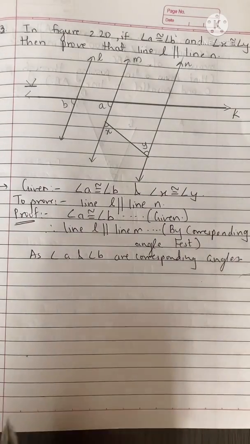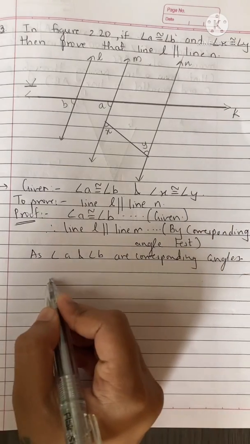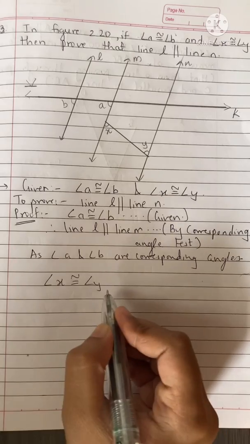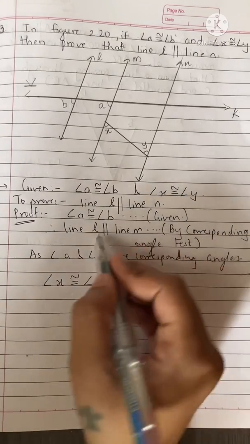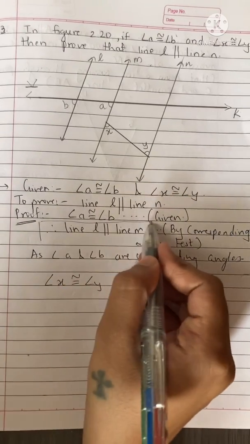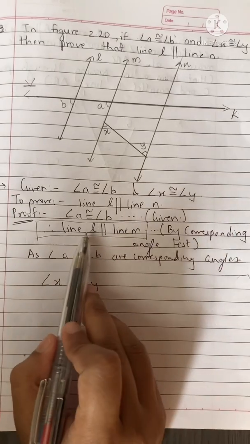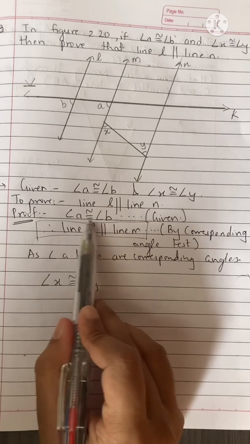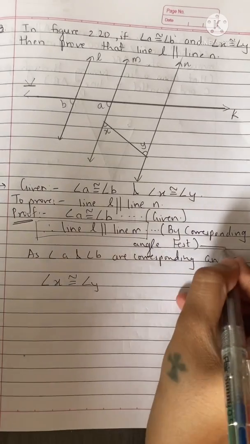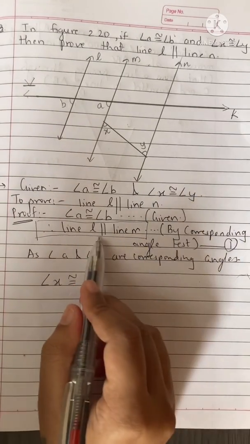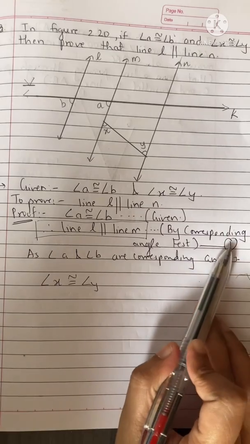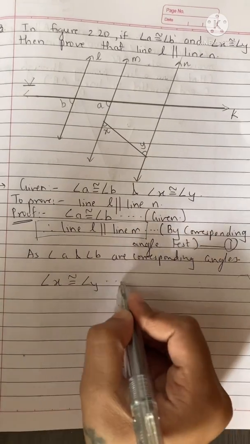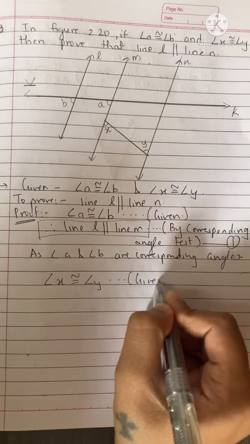Okay, now take the second data. Now what is the second data? Angle X is congruent to angle Y. Now this part is given. So as soon as we get this proved, we have already proved that line L is parallel to line M by using which data? This data which is already given. So give this equation as equation number 1, because this thing we have newly proved. Now this second data is already given, so write down given.